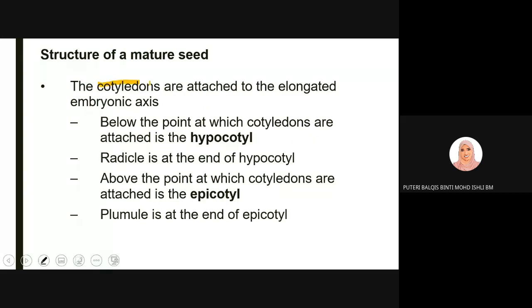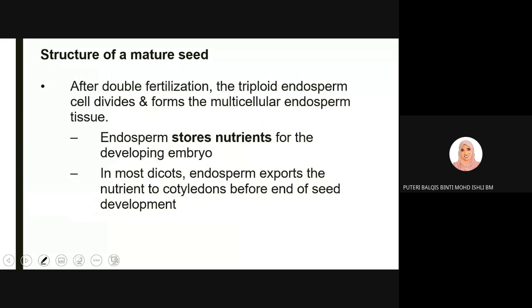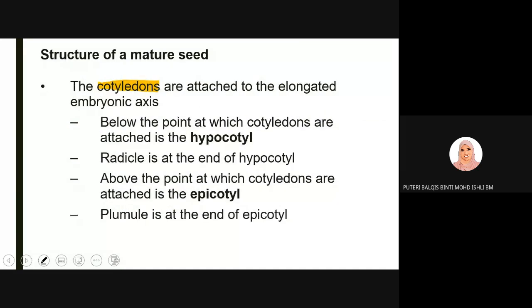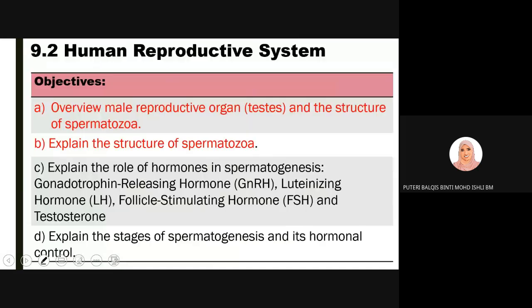Cotyledons, cotyledon ni nak bagi tahu dia attach kat mana. Cotyledons are attached to the elongated embryonic axis. Okay, below the point at which cotyledons are attached is the hypocotyl. So dia akan attach dekat hypocotyl and epicotyl. Kat situlah dia akan attach. Alright. Okay.